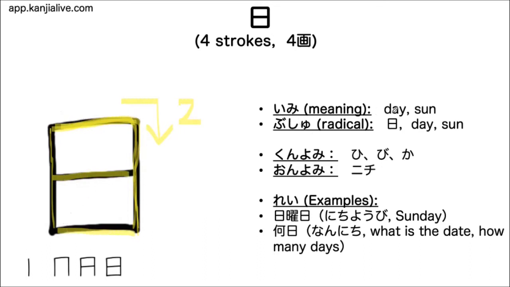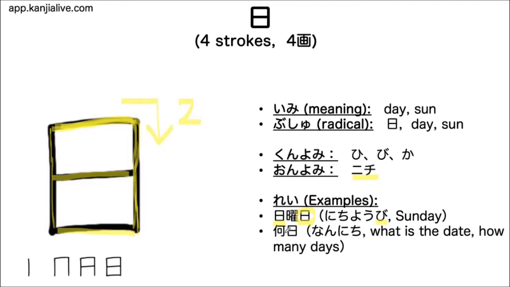The meaning of it is day or sun. Then the bushu radical is 日. Again, day and sun. Kun reading, which is Japanese reading, is hi, bi, or ka. For example, 日曜日, right? So this one is bi here. However, the first one, this kanji is nichi. So 日曜日 is actually a combination of kunyomi and onyomi of this kanji. 日曜日 is Sunday. And then, again, onyomi is nichi, right?